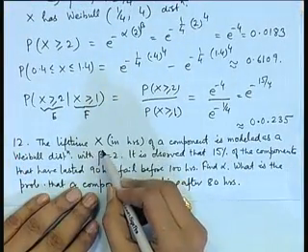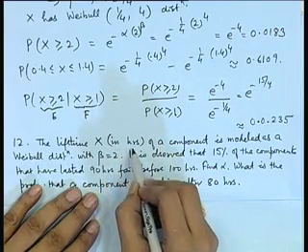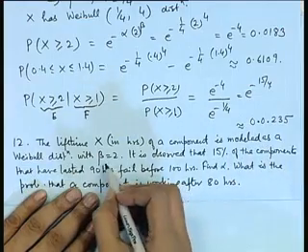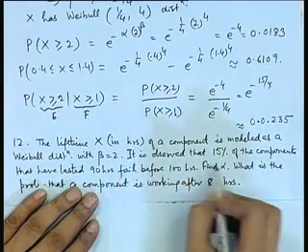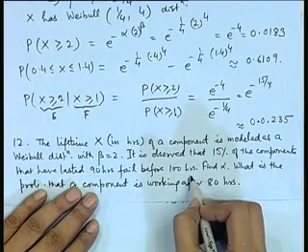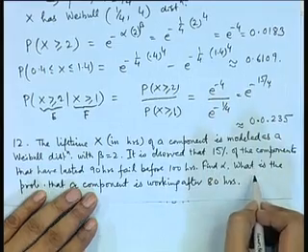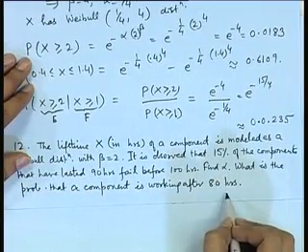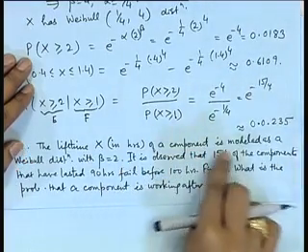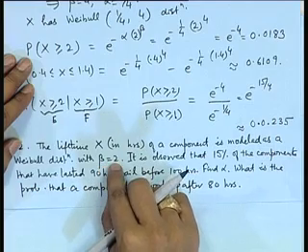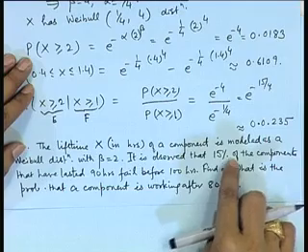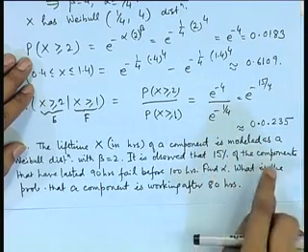Let us look at another application of Weibull distribution. Life in hours, which we denote by the random variable x, of a component is modeled as a Weibull distribution with beta equal to 2. It is observed that 15% of the components that have lasted 90 hours fail before 100 hours. Find the value of alpha. What is the probability that a component is working after 80 hours? Now, notice that for the Weibull distribution the parameter beta has been specified, the parameter alpha has not been specified, but a certain condition is given. So, we can use this condition to determine the value of alpha.